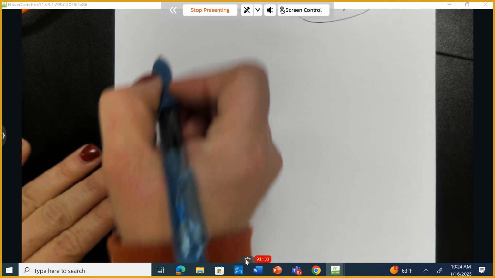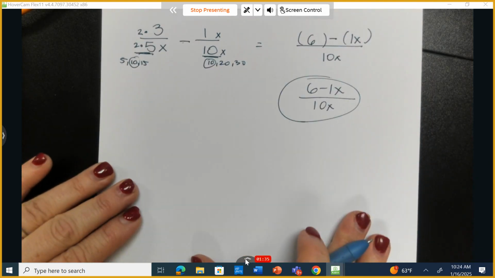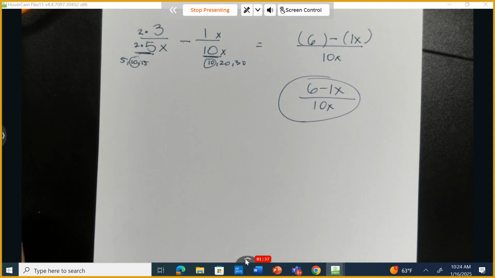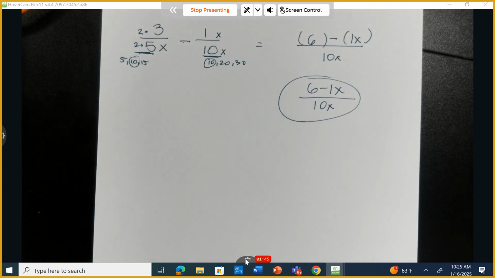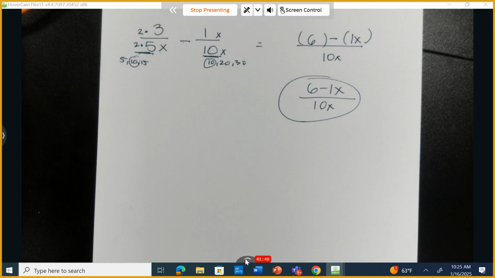Next one. There's nothing more. Like in your problem, that's all you could do. You mean simplify further? For your quizzes, there's not going to be. But as we get into more complicated things later on, there could be. Yes, yes. Okay, here's your next one.